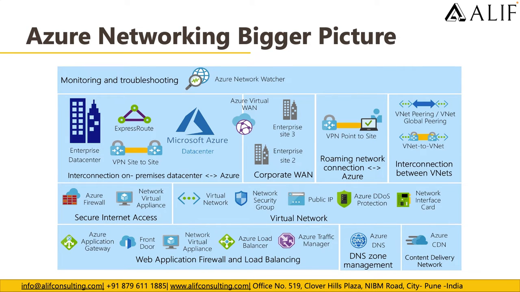Here is the bigger picture. We have plenty of devices for Azure networking: ExpressRoute, site-to-site VPN, SD-WAN, VNet point-to-site connection, VNet peering, firewall, and a bunch of other services like CDN, DNS, Traffic Manager, load balancer, network appliance, and application gateway. To manage all of them, you need Azure Network Watcher. It gives you the capability to monitor all of these components and helps you troubleshoot the network flow as well.